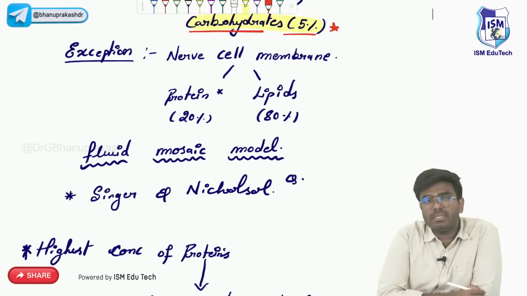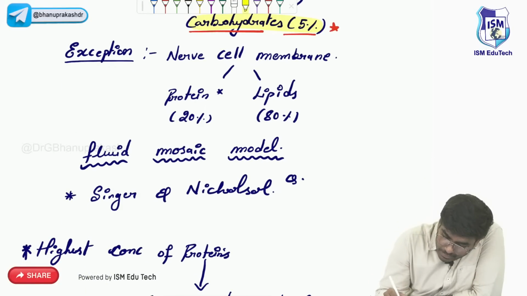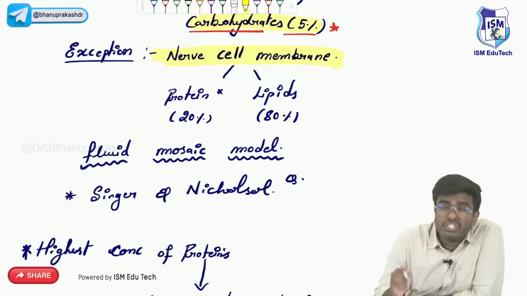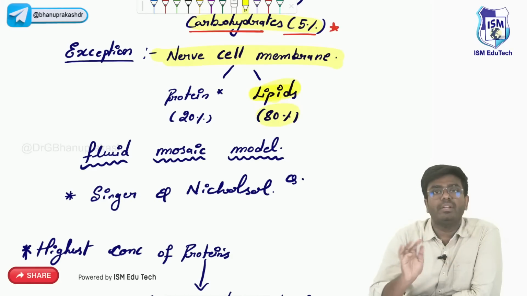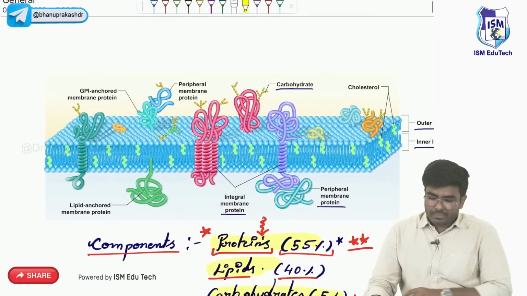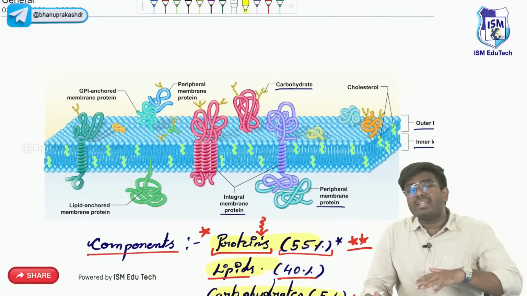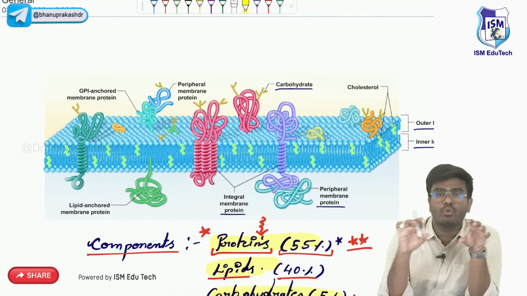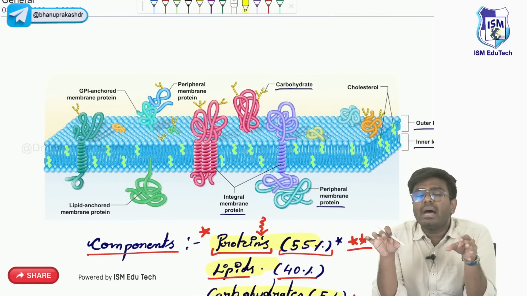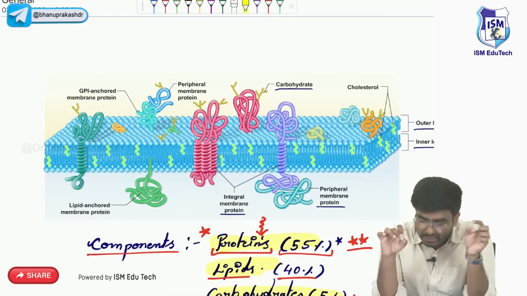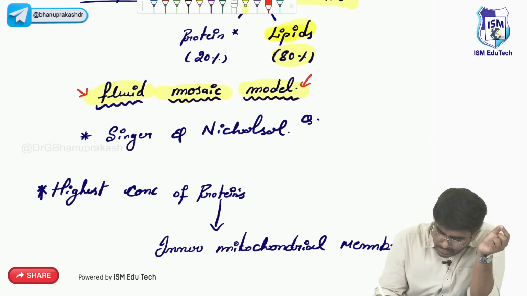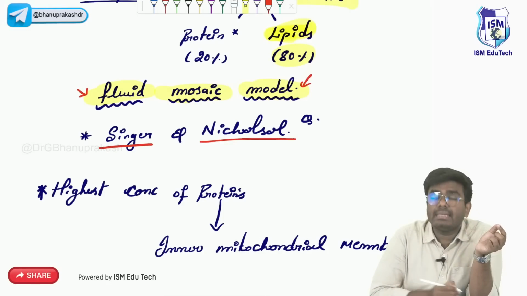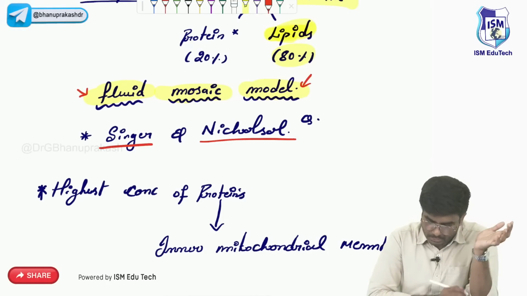Next, there is one exception: in the nerve cell membrane, the majority composition is not proteins but lipids, 80%. Now, this model is called the fluid mosaic model. It was proposed by two scientists, Singer and Nicholson. The MCQ I want you to know is that the fluid mosaic model was given by Singer and Nicholson.